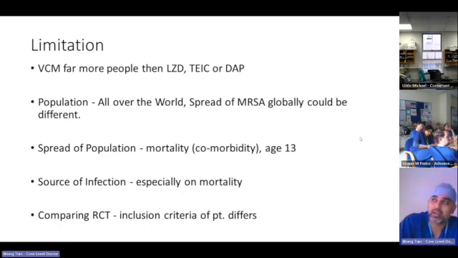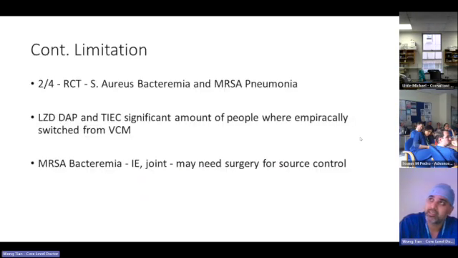Comparing randomized controlled trials, inclusion criteria between different papers. There's not always an overlap between the inclusion criteria as well. So also that needs to be taken into consideration when looking at that limitation. And basically one of the randomized controlled trials looked at Staph aureus bacteremia. So I'm not sure whether they were truly methicillin resistant. And the other one looked at MRSA pneumonia solely as well.